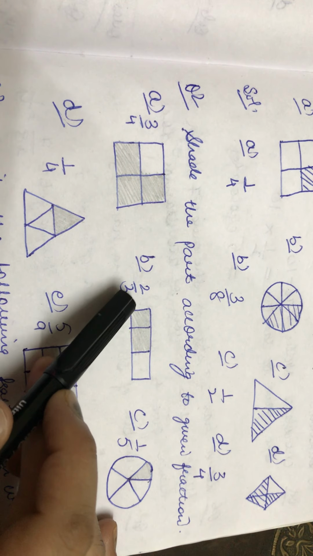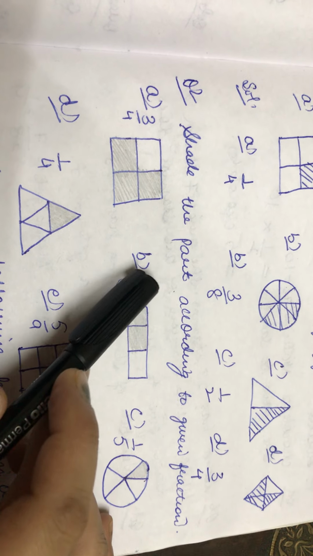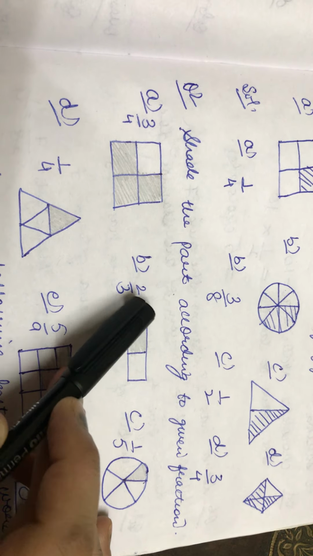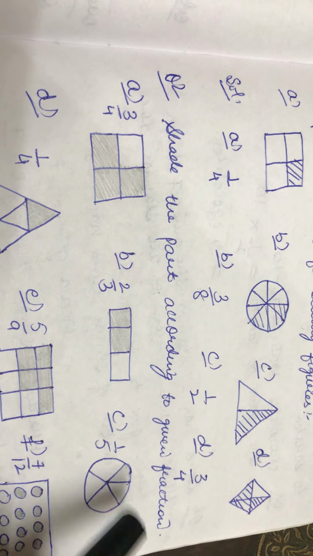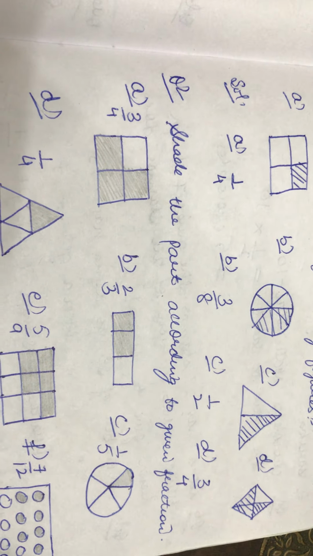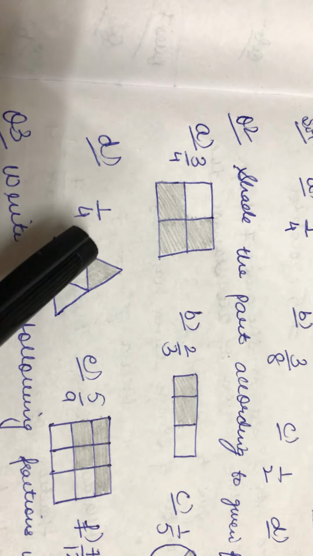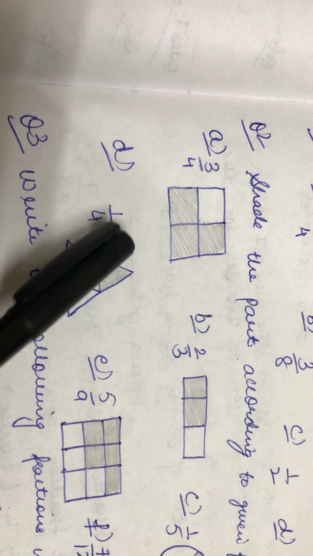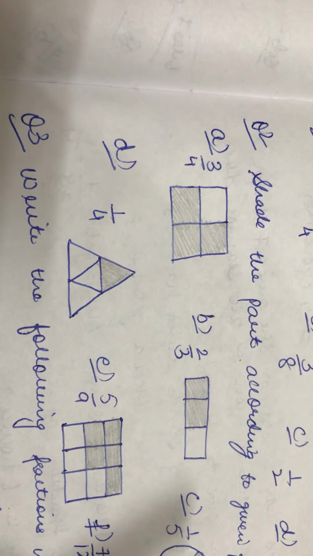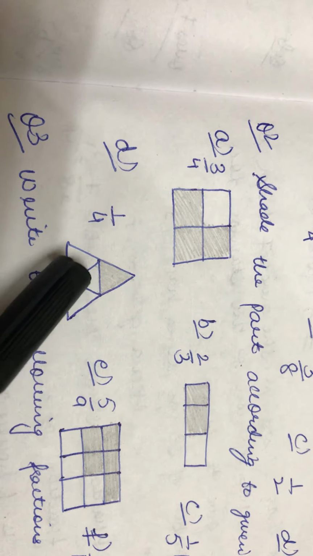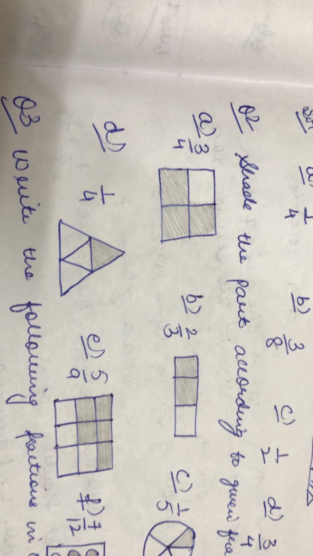Next, 2 by 3. Now 3 total parts. Out of these 3 I have to shade 2 parts. So I have shaded these 2 parts. Now out of 5 parts I have to shade only 1 part. So I have shaded this part. D part is 1 by 4, means out of 4 parts shade 1 part. So any 1 part you can shade. I have shaded this portion. You can shade any of the 4 parts.